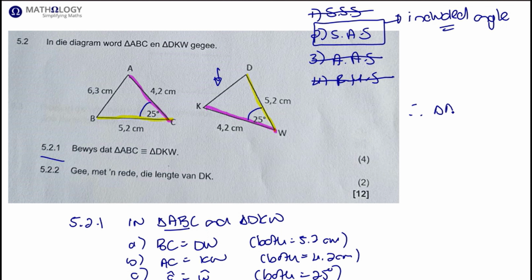Therefore, triangle ABC is congruent to triangle KDW. So the order should be, because KW is going to lie on AC, which means that angle K is going to lie on A, W lies on C and D is going to lie on B. So it's KDW. And the reason is side, angle, side. So triangle ABC is congruent to triangle KDW.